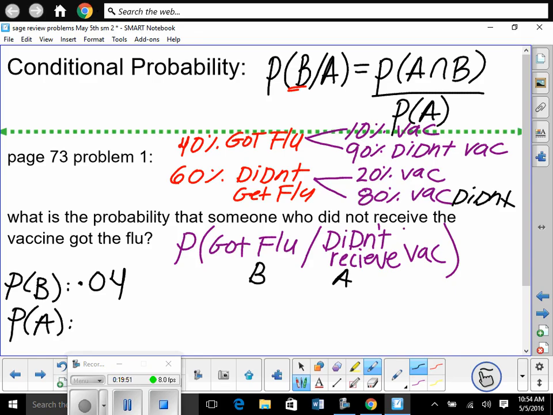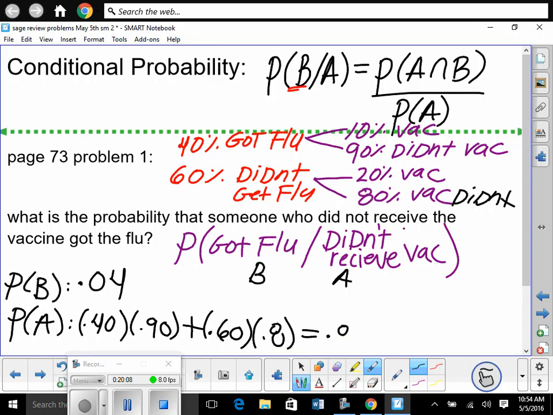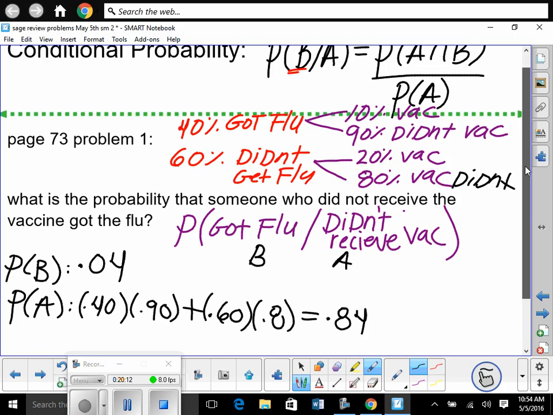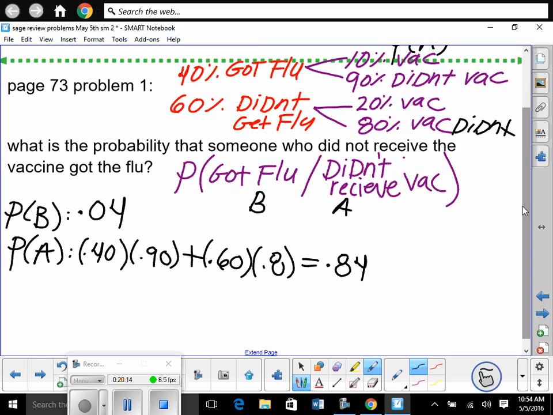Either they got the flu and didn't, so you do 0.40 times 0.90, plus there's another time they could get the flu, 0.60 times 0.8. What do you get? 0.84. Okay, good.